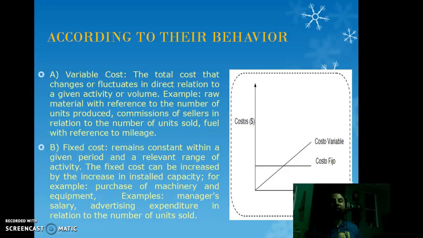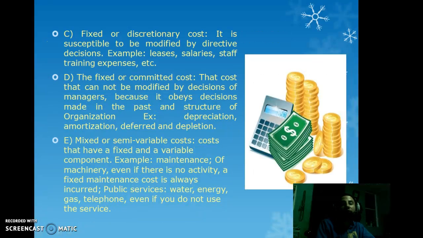Now we can find the fixed cost, which remains constant within a given period and a relevant range of activity. The fixed costs can be increased by the increase in installed capacity. For example, purchase of machinery and equipment. Examples, manager salary, advertising expenditure in relation to the number of units sold. Now, fixed or discretionary costs. They are susceptible to being modified by directive decisions. Example, leases, salaries, staff training expenses, etc.